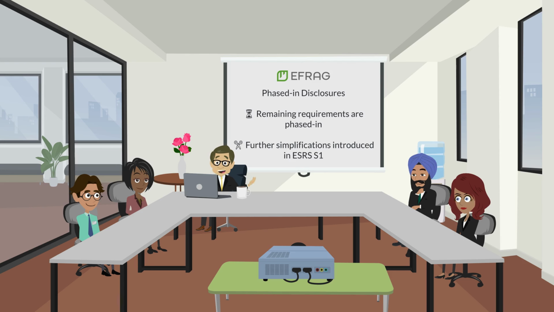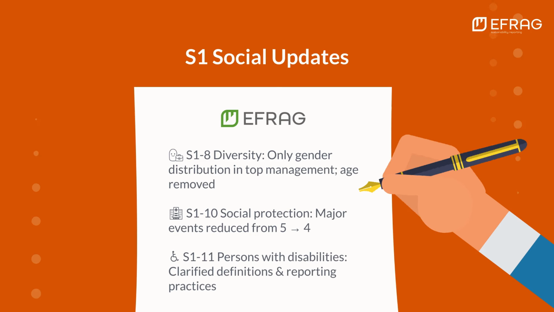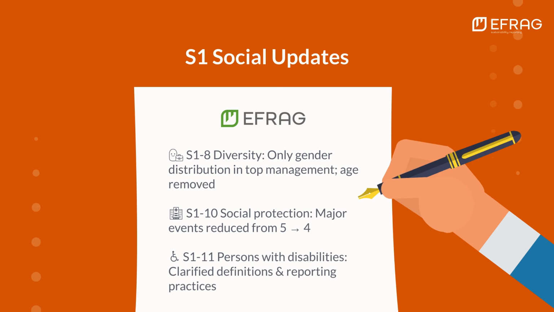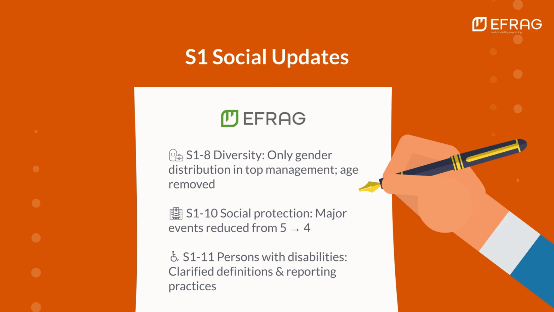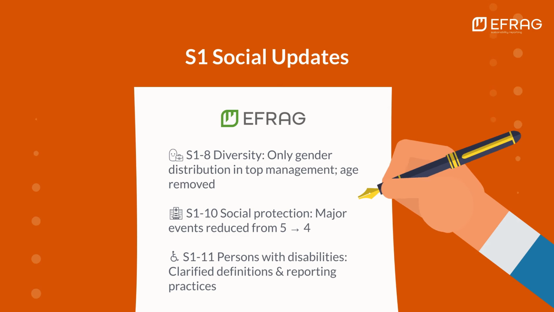For the remaining disclosure requirements that are subject to phased-in provisions, further simplifications have been introduced in ESRS S1. S1-8, diversity metrics. This disclosure has now been reduced to one single data point: the gender distribution in top management. The previously required age distribution has been deleted. S1-10, social protection. The number of major life events to be covered under this disclosure has been reduced from 5 to 4. S1-11, persons with disabilities.